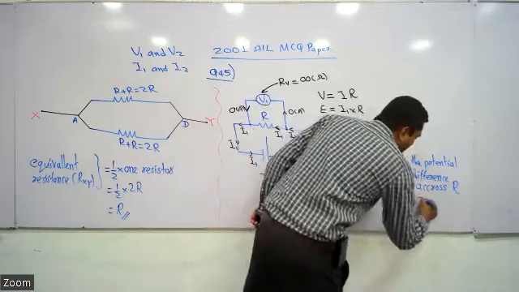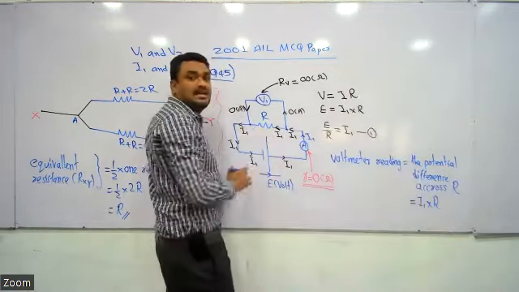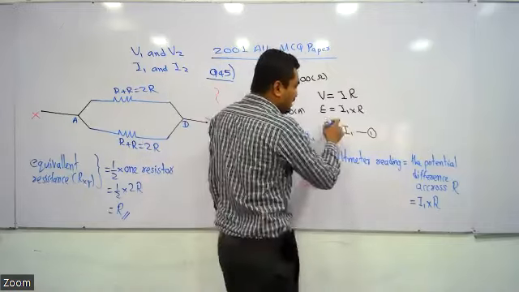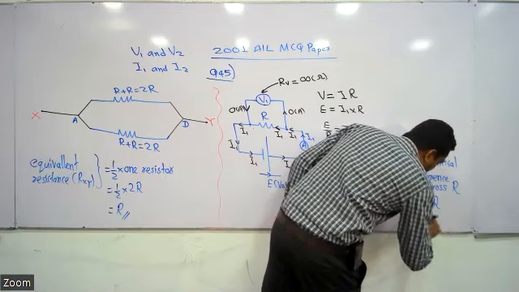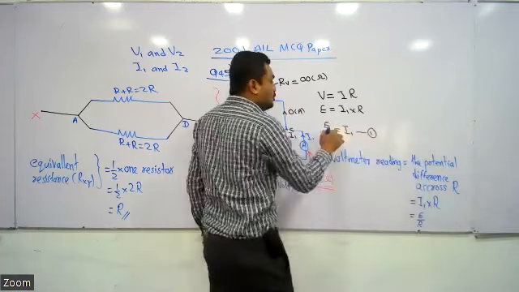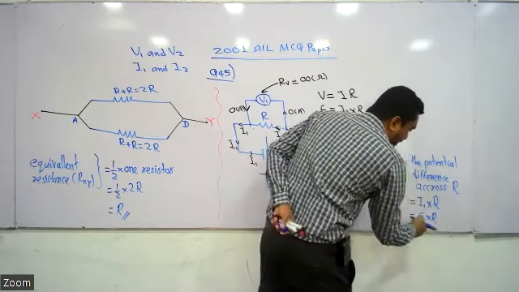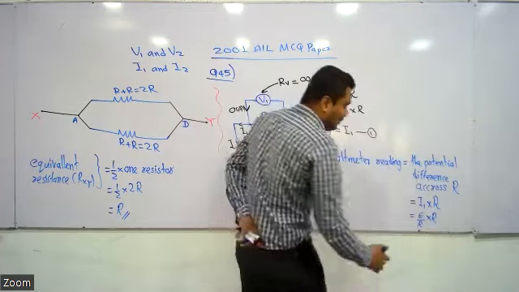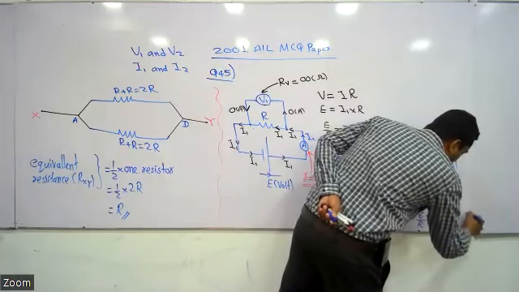V equals IR. It means I1 into R. What is I1 here? E over R. I1 is E over R into R. Now what will happen? R and R cancel. Now the voltmeter reading is E. So this is the second equation.